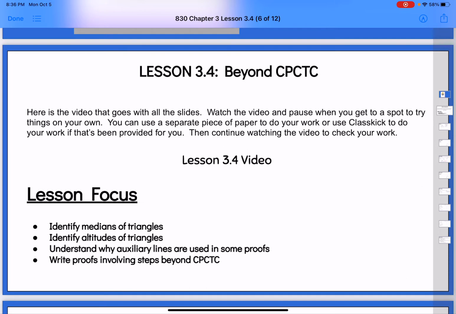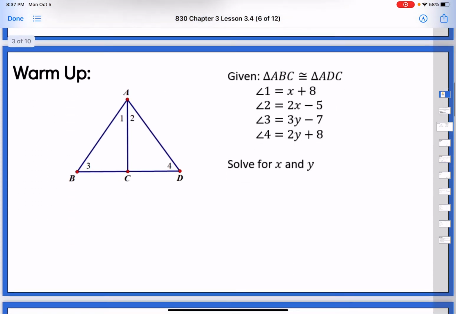And today we're going to talk about beyond CPCTC, some other interesting segments and things that we can do in triangles that are called medians and altitudes. And then just making sure we remember all about those auxiliary extra lines and things like that. So we're going to talk medians and altitudes in 3.4 today.